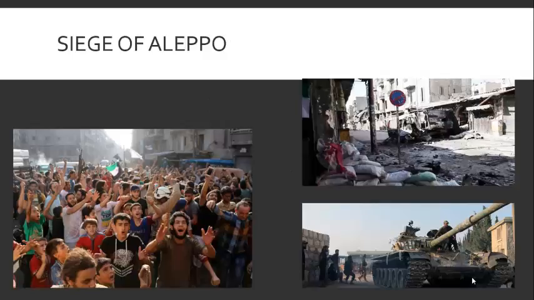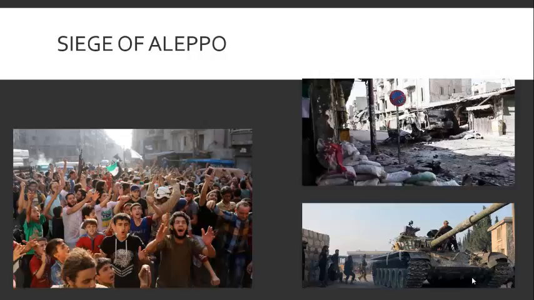And the result of all of this is a humanitarian crisis of a massive scale. So these pictures here are from the siege of Aleppo. Aleppo is a city in Syria, which has been very hard hit by this civil war. So in military terms, a siege is when you surround a city. A military group surrounds a city and tries to cut it off from the outside world.